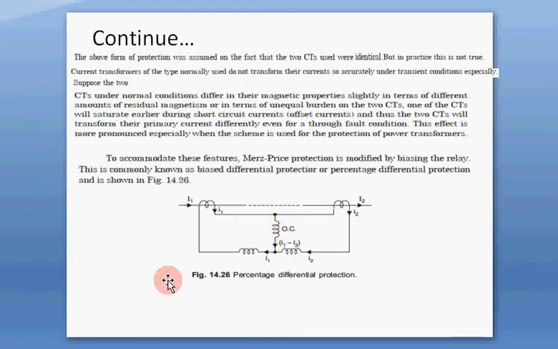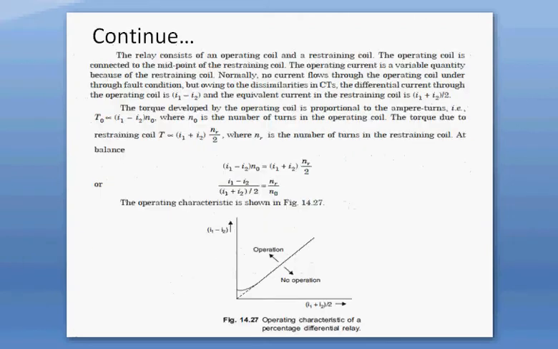The torque developed in the operating coil is proportional to the MMF produced in it. Let N0 be the number of turns in the operating coil, so the torque produced in the operating coil is proportional to the MMF, that is I1 minus I2 into N0. And what is the torque in the restraining coil? The torque in the restraining coil is proportional to I1 plus I2 into NR by 2, where NR is the number of turns in the restraining coil.